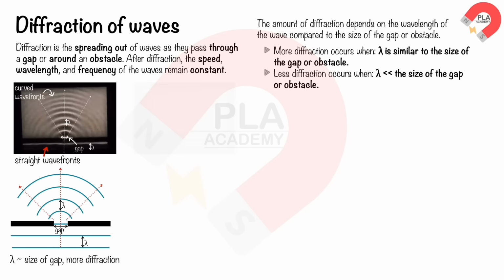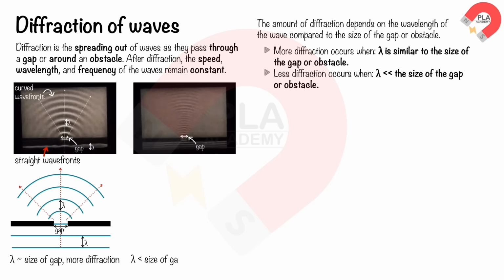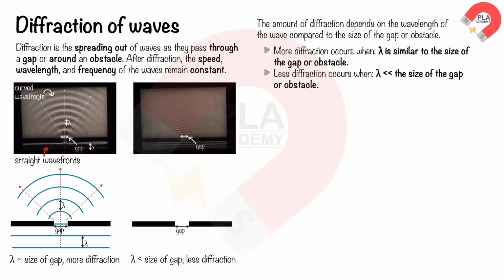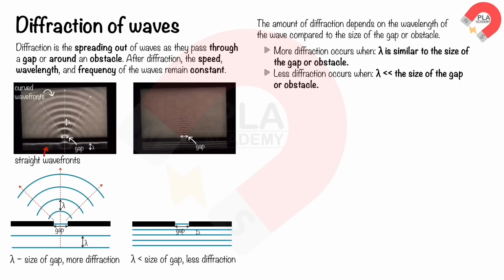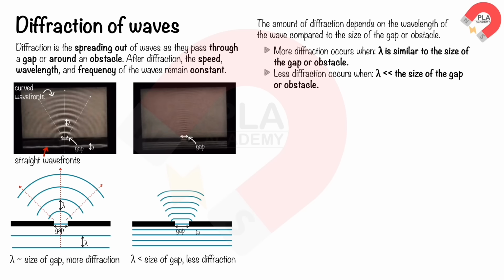When the wavelength decreases while the size of the gap remains constant, as shown, draw the obstacles and their gap. Draw the straight wave fronts of a wave that has a wavelength much smaller than the size of the gap. Draw the diffracted wave fronts of the wave that spread out with the same wavelength as before diffraction.